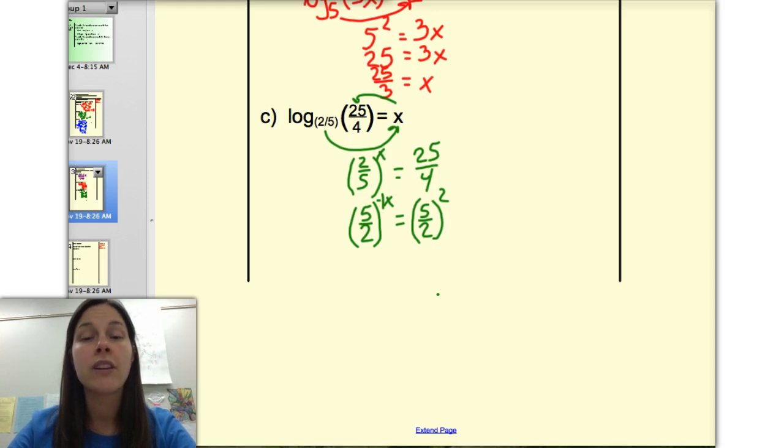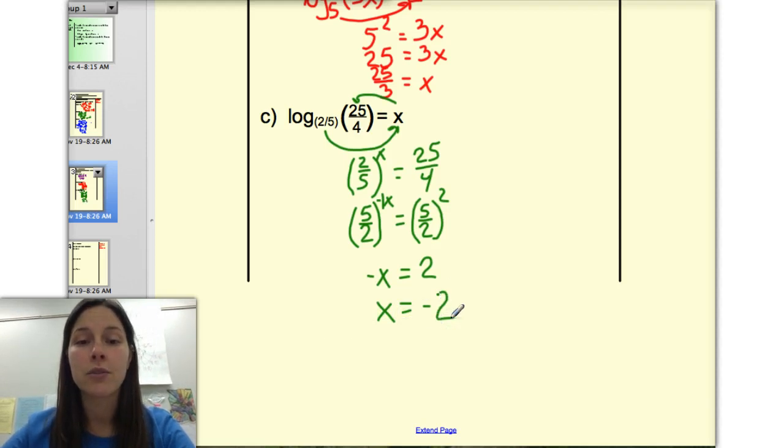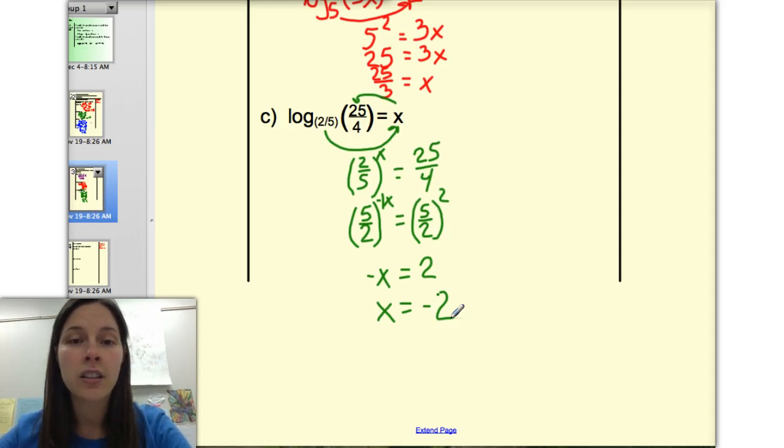So now we've got the same base, so we're going to set those exponents equal to each other. Negative x equals 2, dividing both sides by -1, we get x equals -2. Now we got a negative answer for this one, so we're going to check our answer. It's not what we're taking the log of, it's the answer of the log. And remember, the answer or the range of a log is all real numbers. So in this case, our answer does make sense.